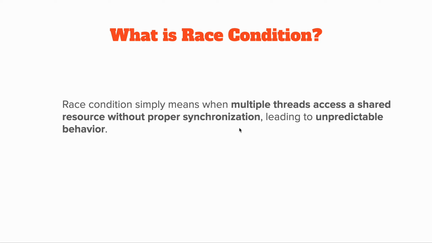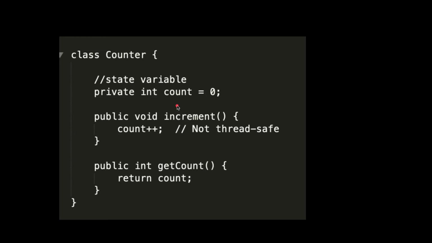So let me spend some more time to explain this concept thoroughly. Now let's go back to our counter class. When multiple threads call this increment method, why have we seen an unpredictable result? To explain this, let's imagine two threads call this increment method simultaneously and try to increment the counter at the same time. So here is the problem.